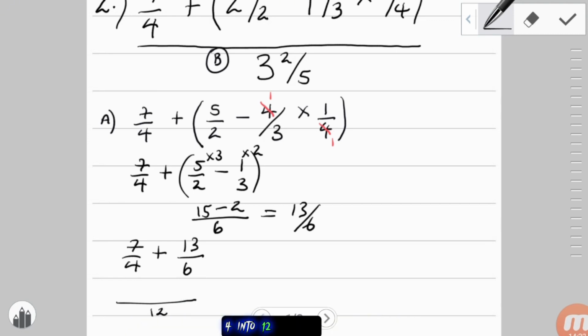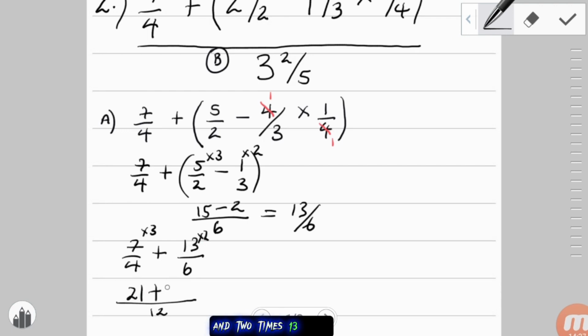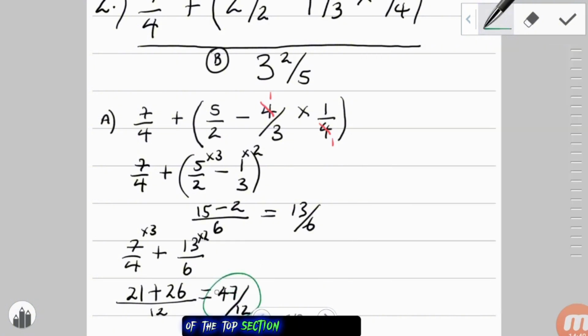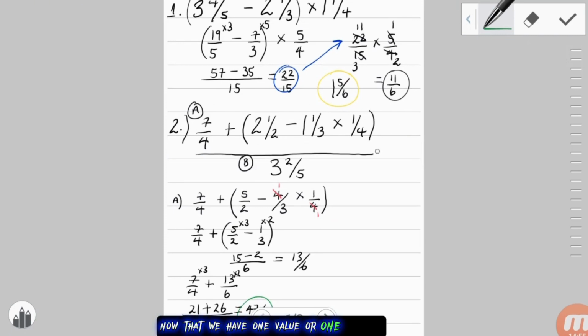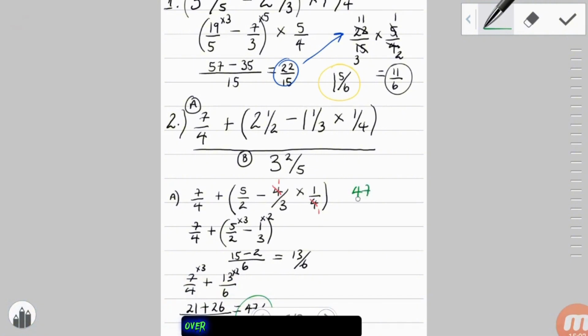4 into 12 goes 3 times, and 6 into 12 goes 2 times. So now what we have here is 3 times 7 is 21, and 2 times 13 is 26, and that's equal to 47 over 12. This now becomes the result of the top section of the problem. Now that we have one simplified fraction for the top, we then transfer that answer, which is 47 over 12.